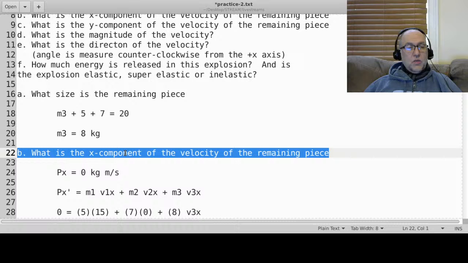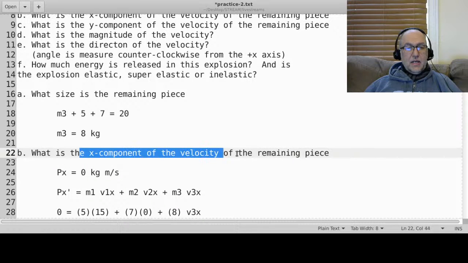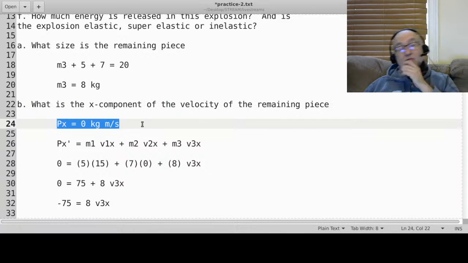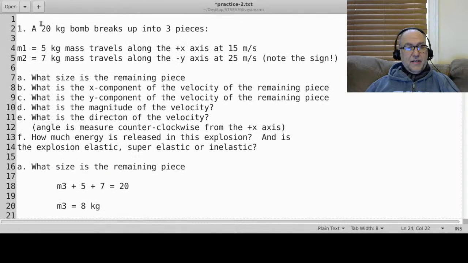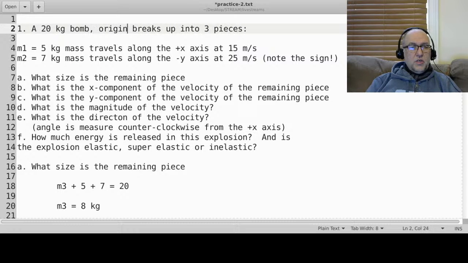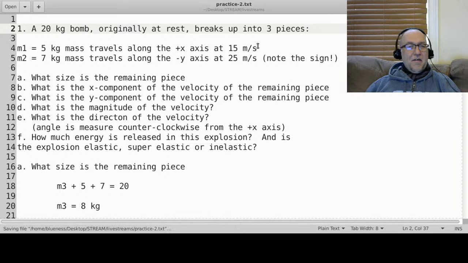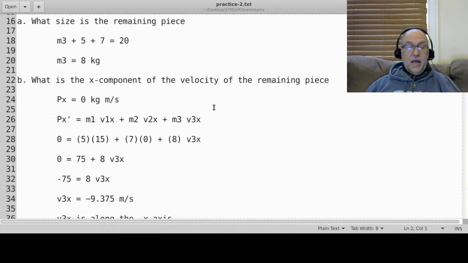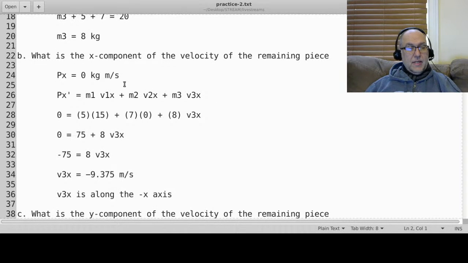All right, the second question was, what is the x component of the velocity of the remaining piece? The first thing you notice is, you have to identify the physics here, and the underlying physics is conservation of momentum. So you say to yourself, what's the momentum before? Well, the momentum before is this thing's not moving. In fact, I probably should have said that: originally at rest. Don't worry, on the test my wording is very careful. So this bomb is originally at rest at the origin.